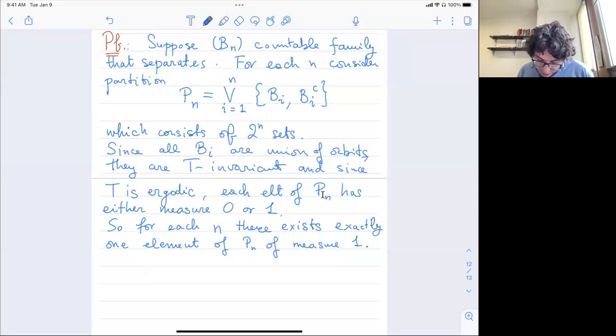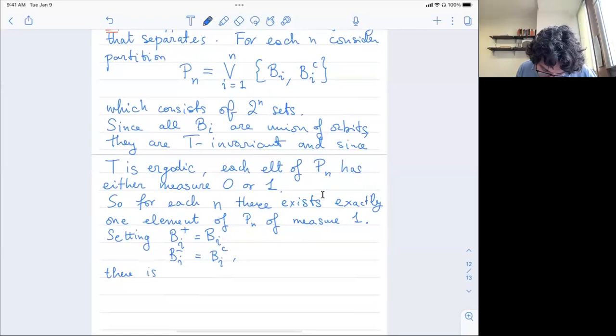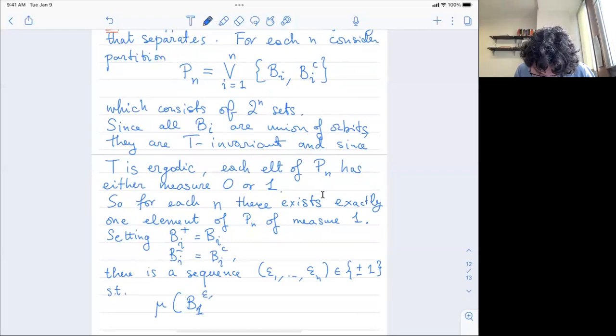In fact, it's equivalent to say, we can also say it another way, setting b_i plus equals b_i, and b_i minus equals the complement of b_i. There is a sequence epsilon_1, ..., epsilon_n in plus or minus 1, such that precisely the measure of b_1 epsilon_1 intersect b_2 epsilon_2 intersect ... b_n epsilon_n is 1.